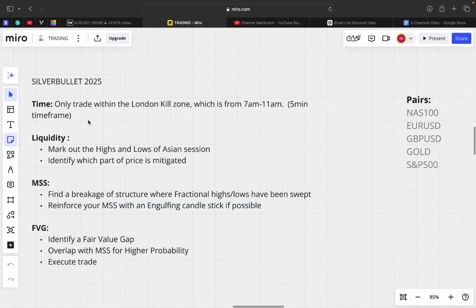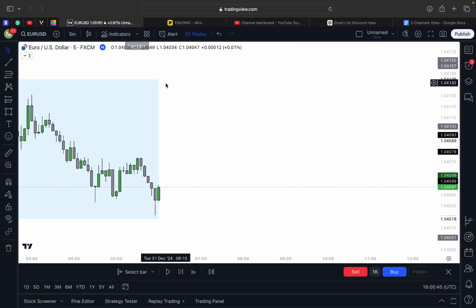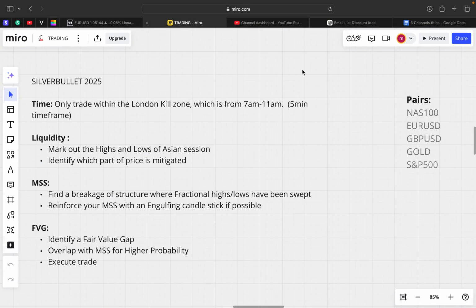So you can see from here, you only trade this within the London kill zone, which is from 7 a.m. to 11 a.m. on the 5 minute time frame. You can see if I go back, I'm on the 5 minute time frame and I'm trading it on EUR/USD. You can see on the right side it has all the pairs that you can trade this on.